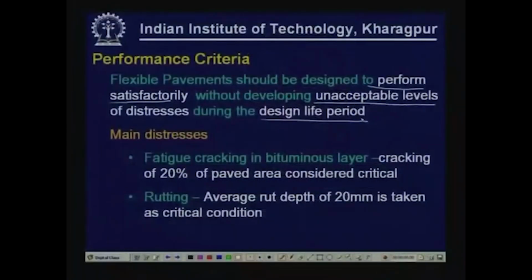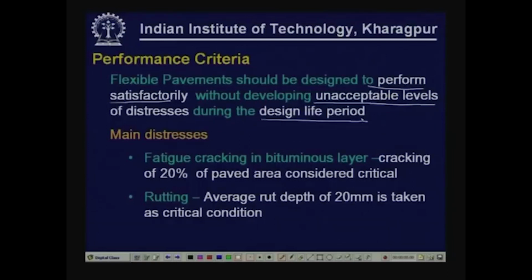We can see the definition of what is acceptable for the two main distresses that we consider, that is fatigue cracking in bituminous layer. Cracking in about 20% of pavement area is considered to be critical. That means, if the cracked area is more than about 20% of the paved area, that is considered to be not acceptable.